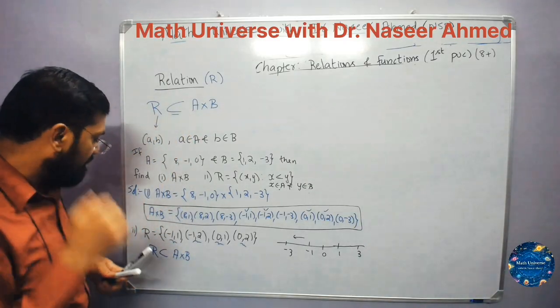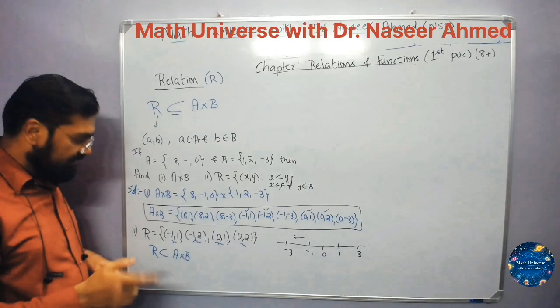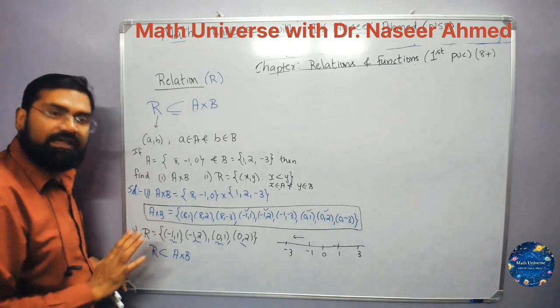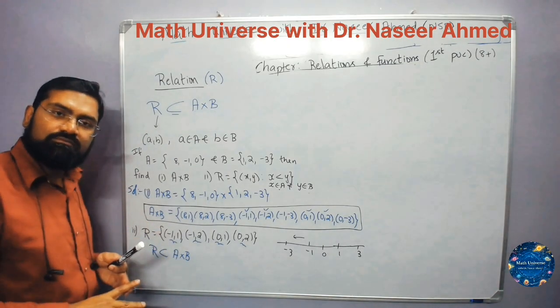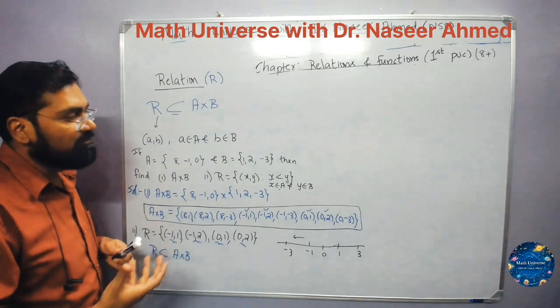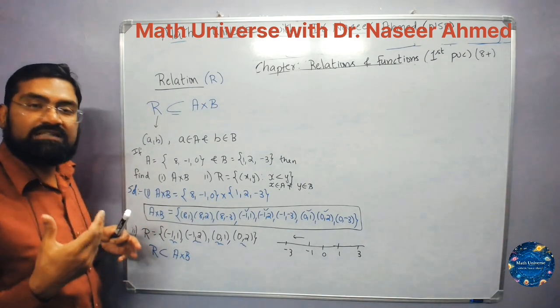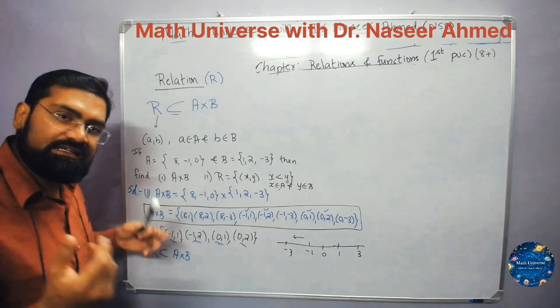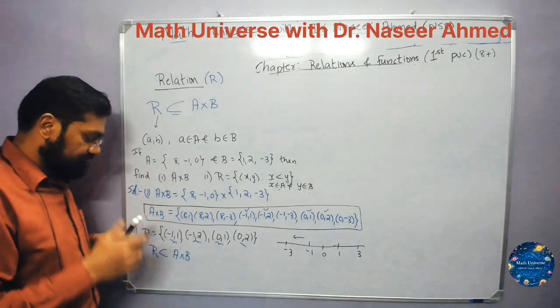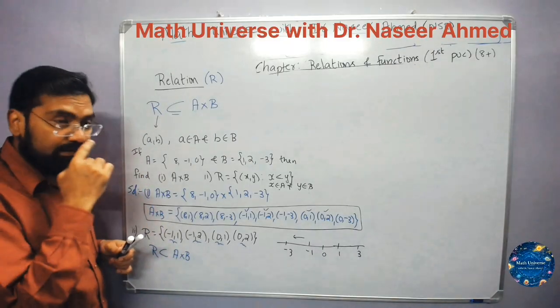Now, let us try to have one formula to find the number of relations. Since R is a subset of A cross B, R can be empty also. That is, if I impose a condition such that none of the elements satisfy it. So, sir, can you have one condition as such?